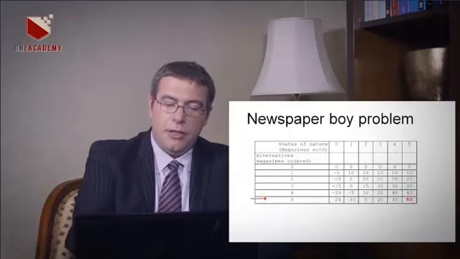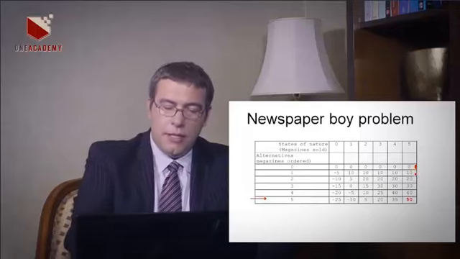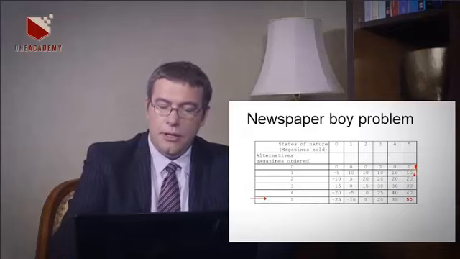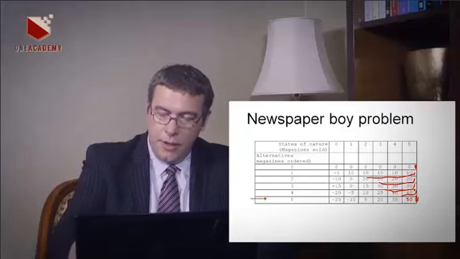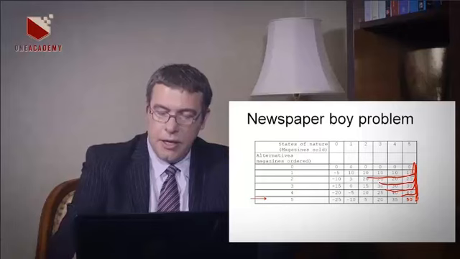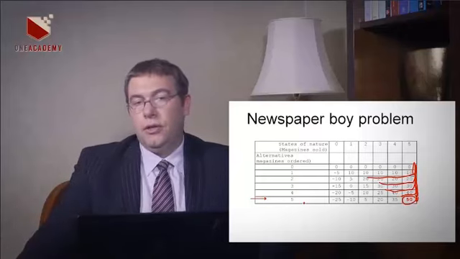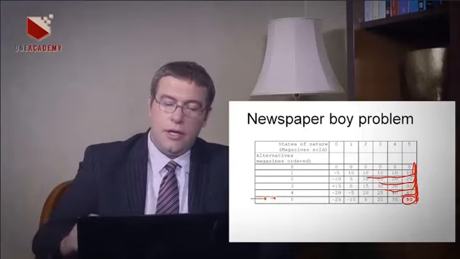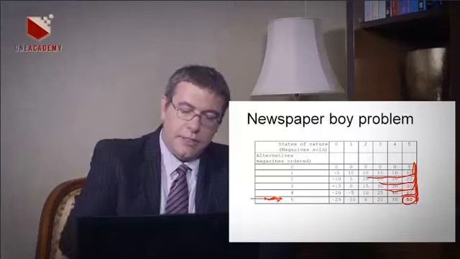And let's see how it looks here. The best possible outcome if I order 0 magazines is 0. The best possible outcome if I order 1 is 10. If I order 2 is 20. If I order 3 is 30, 40, 50. Basically, here are the best possible outcomes, and the best out of the best is 50. And according to the totally optimistic decision criterion, we should order 5 magazines.